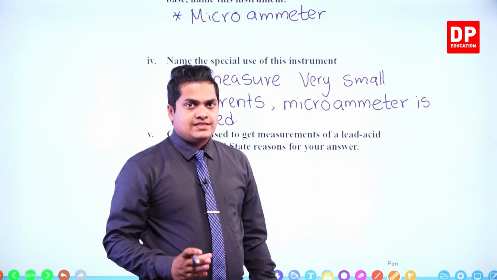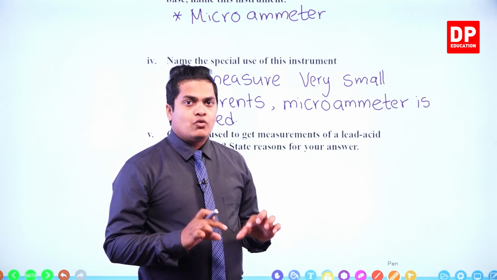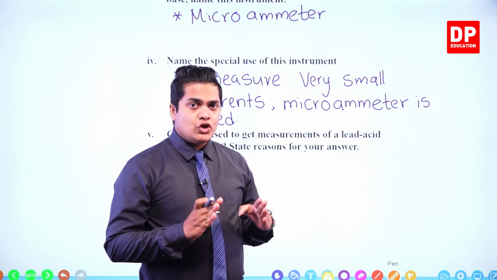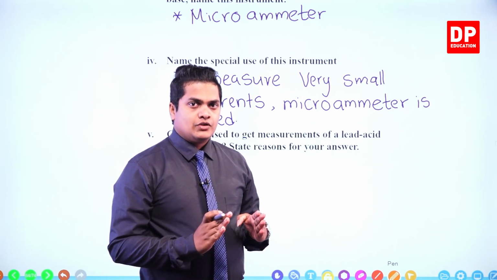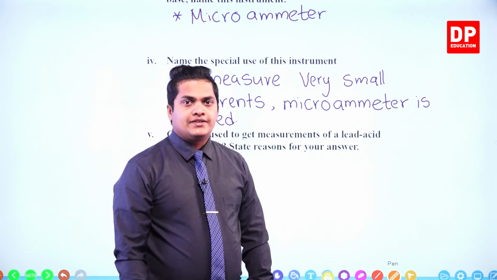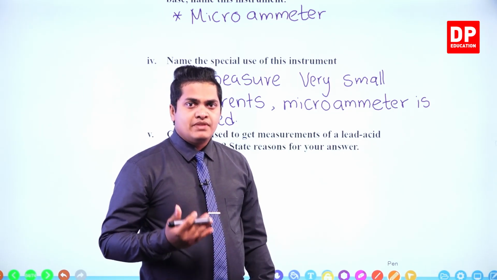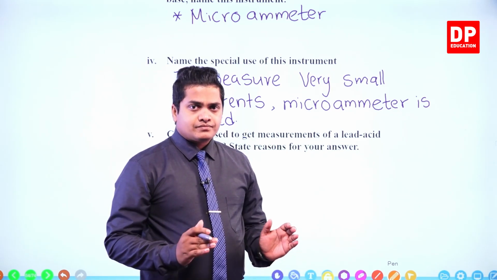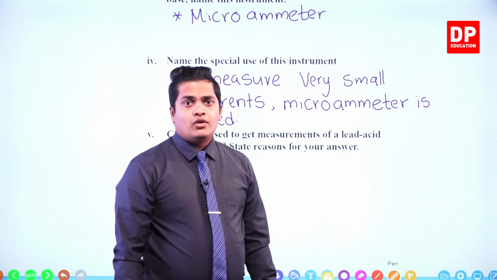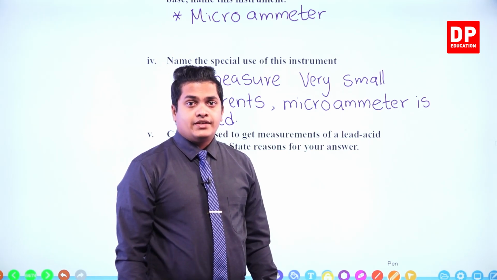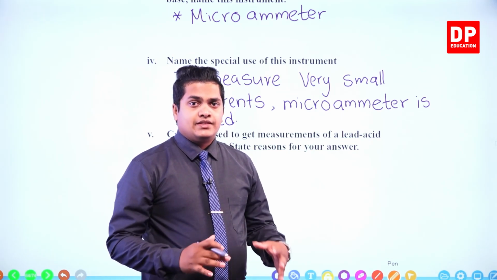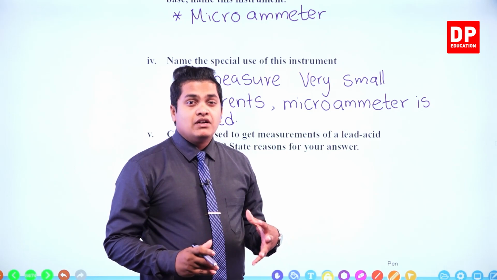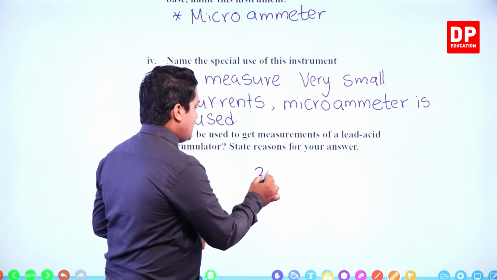It's because in a lead acid accumulator, a very large amount of current is given. So the microammeter scale will not be sensitive enough to get readings in a lead acid accumulator. At least we have to use a milliammeter, but a milliammeter is also not enough. Usually the current of a lead acid accumulator is given in ampere hours. Normally it's about 30 ampere hours.